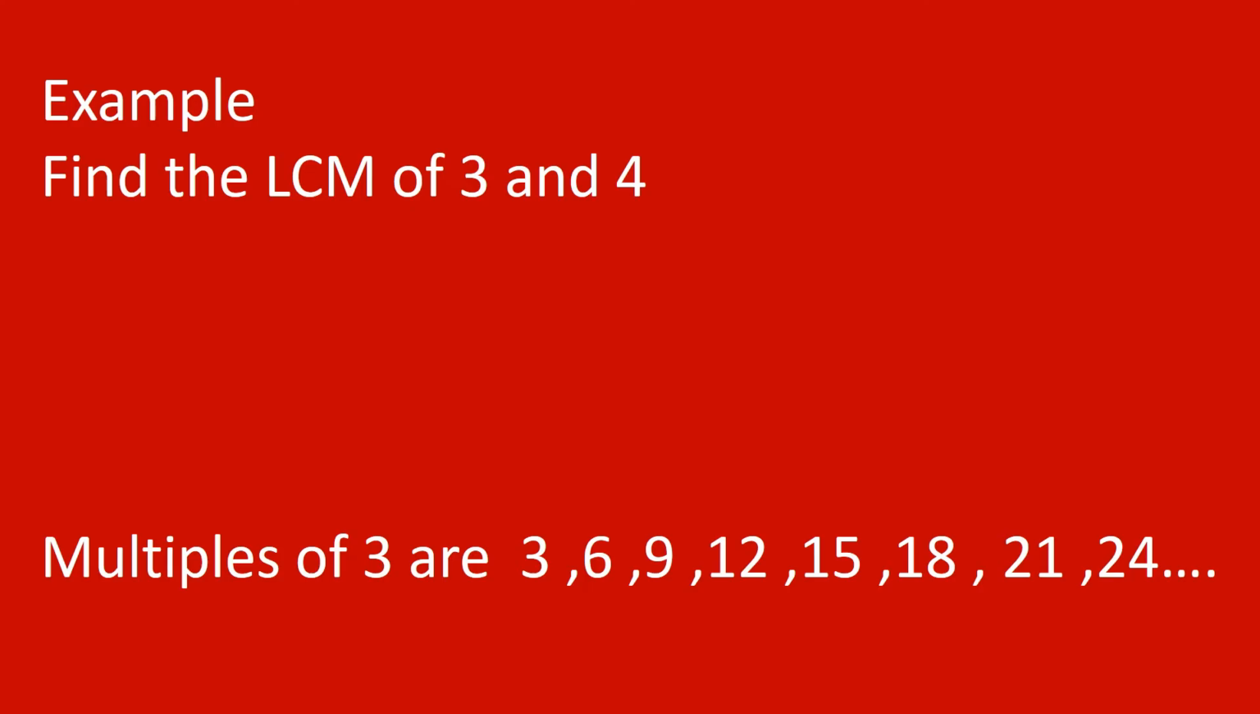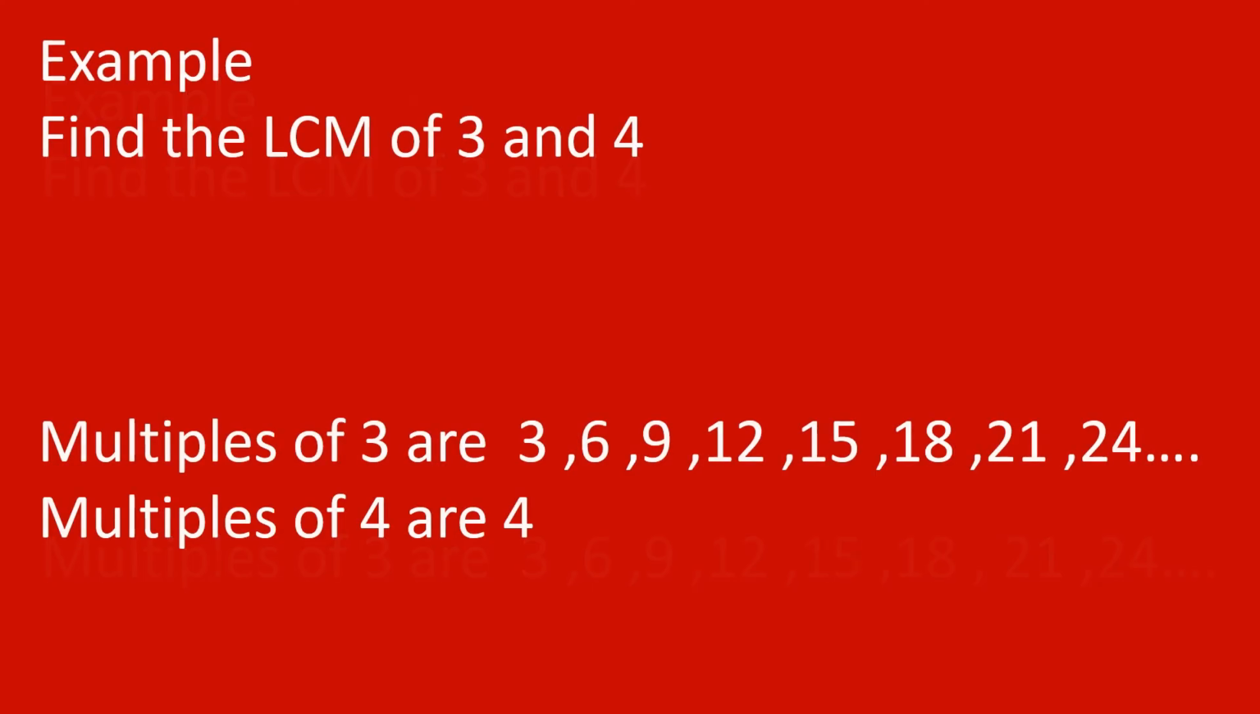Then next we write multiples of 4. That is the tables of 4. So first the multiple of 4 is 4. Then the next is 8, or in a simple way we add 4 to each number. Then the next to 8 is 12, and next to 12 the multiple of 4 is 16.